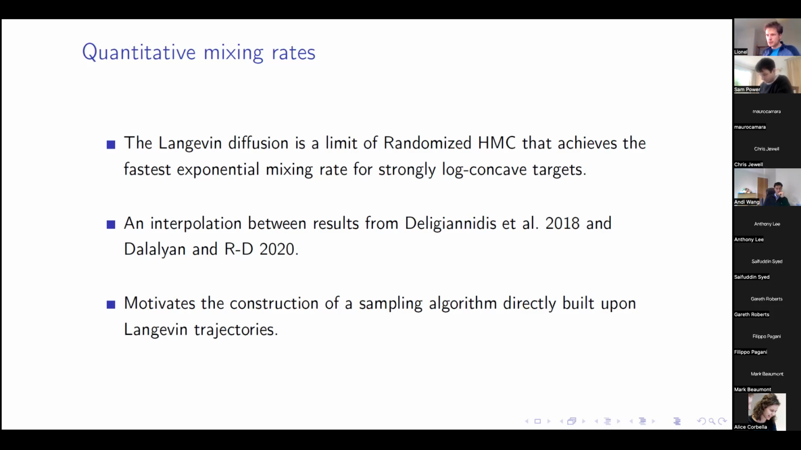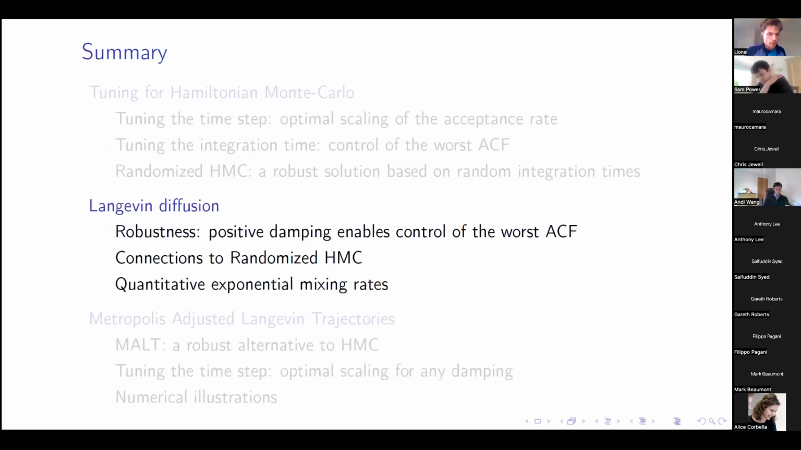And so this result is just a theoretical result, but it motivates the study and the construction of a sampling algorithm directly built upon Langevin trajectories to propose an alternative to this randomization of the integration time within HMC. Right. So now I'm going to introduce this algorithm at last, unless you have questions before.